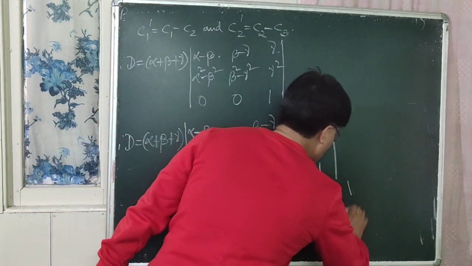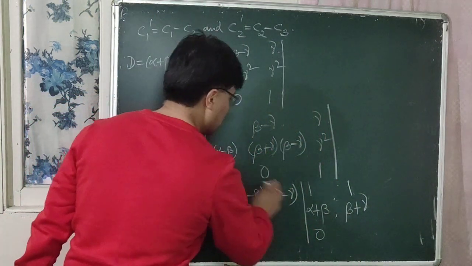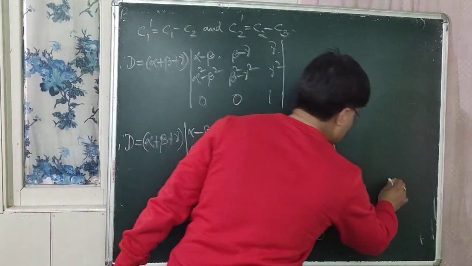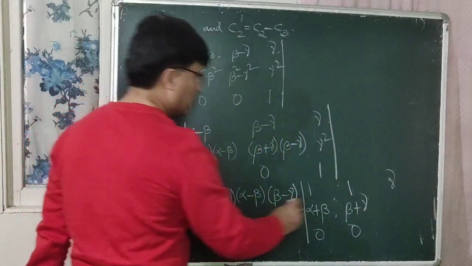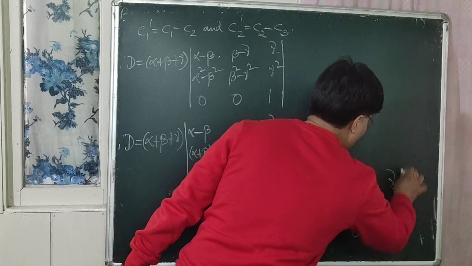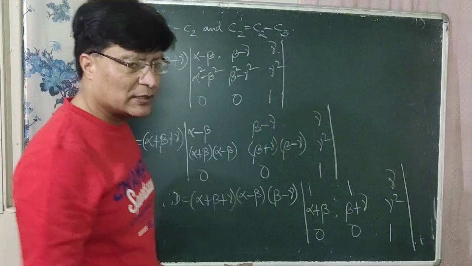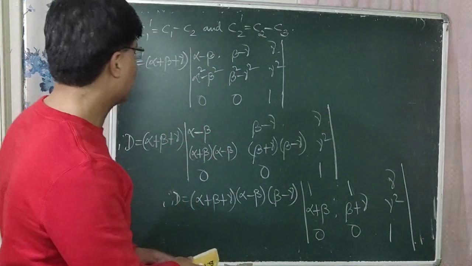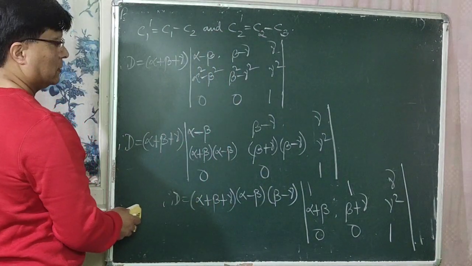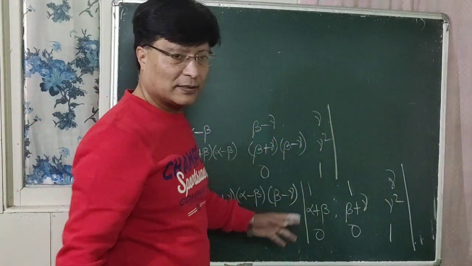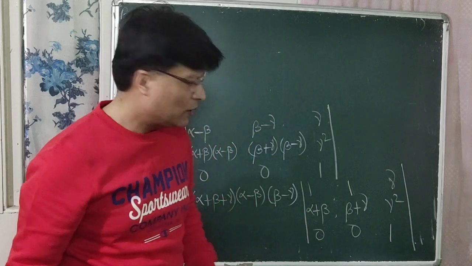So therefore D is equal to within bracket alpha plus beta plus gamma. What is common in the first column? Alpha minus beta. Then in the second column, beta minus gamma. So what is the first column now? This is 1. This is alpha plus beta. And this is 0.